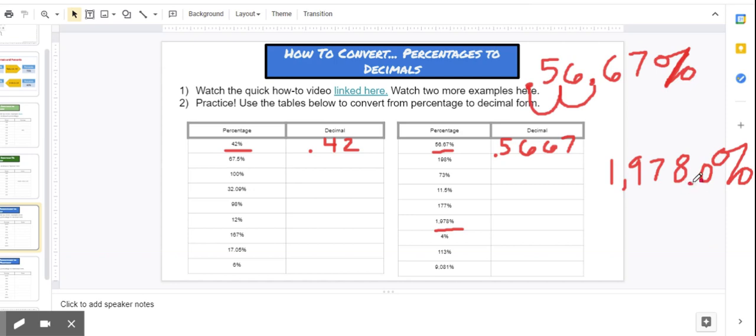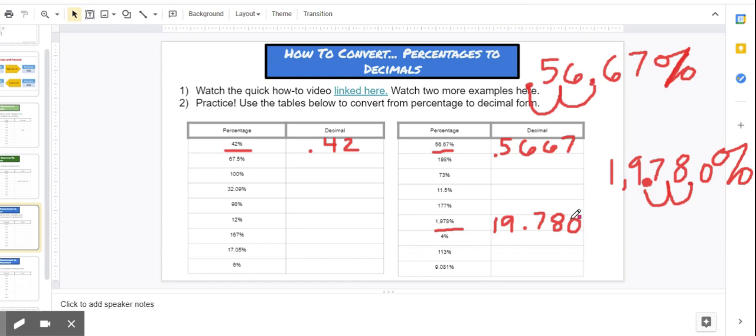So we want to put this decimal in as we're converting from percentage to decimal, so that we know where it starts, so that we can move it as we divide by 100. So we're going to whoop, divide by 10, whoop, divide by 100. So our decimal has moved right here, and we've ended up with 19.78. We can add that zero there, right?